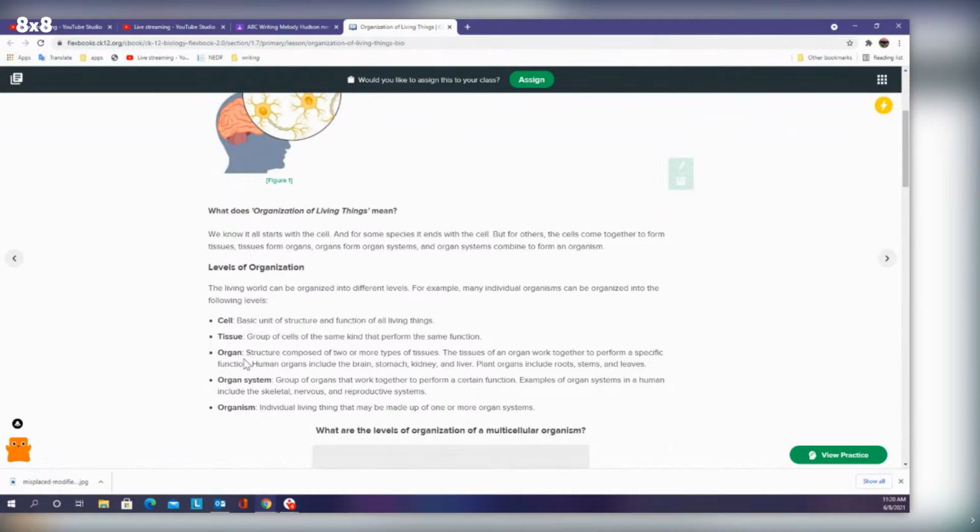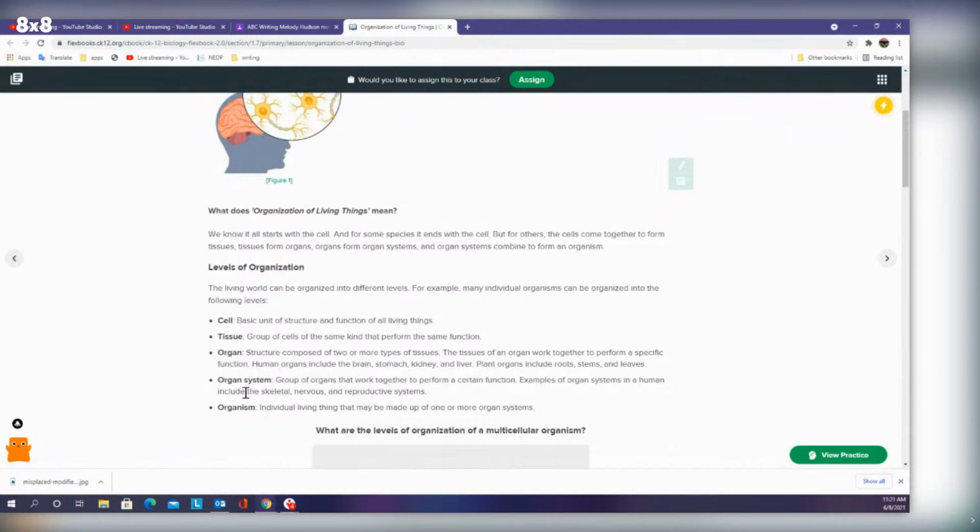And then an organ is a structure composed of two or more types of tissues, and the tissues work together to perform a specific function. In our bodies, we have organs such as the brain, the kidney, the stomach, the liver. And plant organs include roots, stems, and leaves. We've covered that also in science.